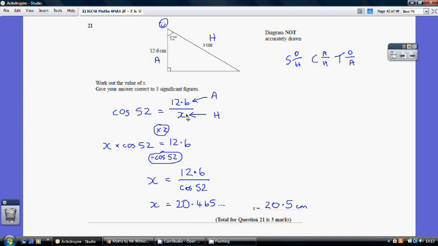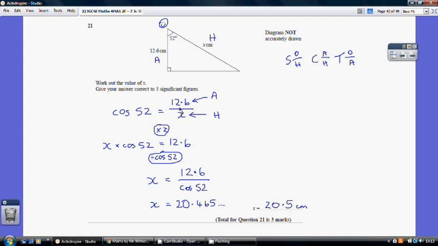Now it's two steps of algebra here to make x the subject. First of all, choose to multiply both sides by x, and then secondly divide through by cos 52. So x equals 12.6 divided by cos 52. Popping this into your calculator, you get 20.465... So to three significant figures, that's 20.5 centimeters.